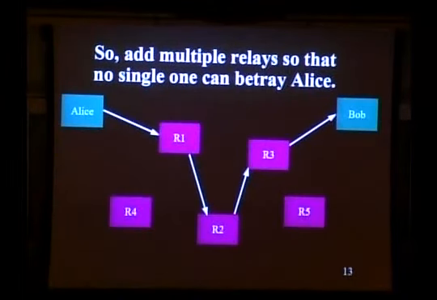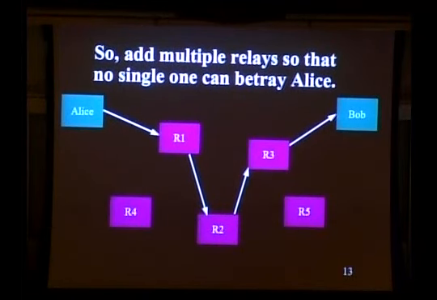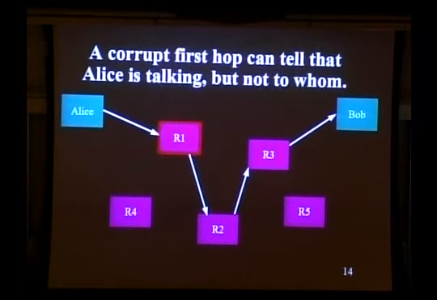So the goal for Tor is to distribute the trust over multiple hops so that no single relay here learns both Alice and Bob. And that means that if R1 is bad, if he's trying to figure out what's going on, he knows Alice is using Tor.